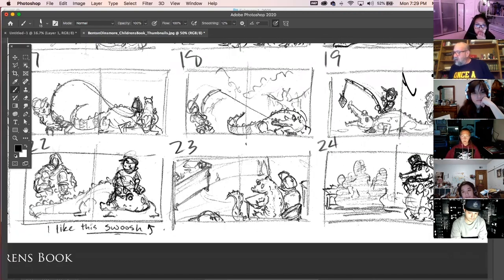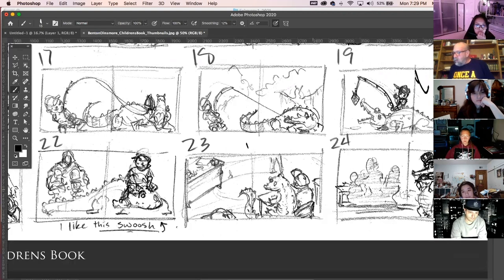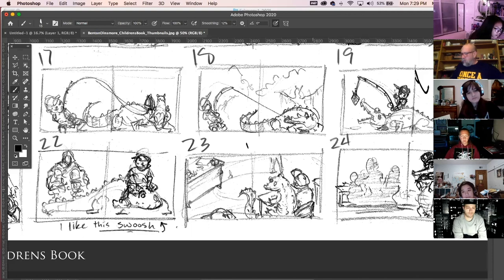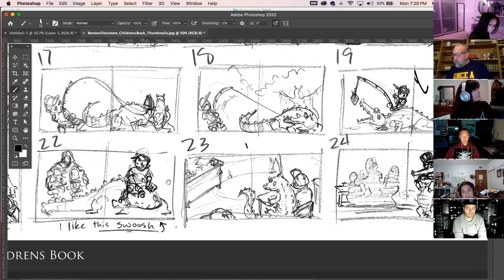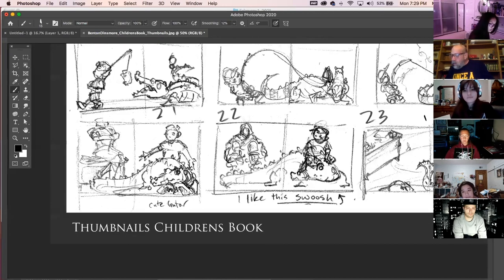Wait, what's happening here? 23. 23, I was just thinking of the kid and the alligator crammed into the desk while they're doing the show and tell. I was just trying to play around with the size relationship. And here he's presenting.